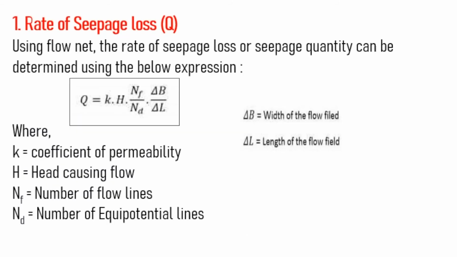So coming to the rate of seepage loss, it is denoted by the letter Q, and it is usually determined using the expression Q = K H (Nf/Nd) (ΔB/ΔL). Nf is the number of flow channels, Nd is the number of equipotential drops. H is the head causing the flow, K is the coefficient of permeability. ΔB is the width and ΔL is the length of the flow field. This is a very important equation and we have many numericals to solve using it.